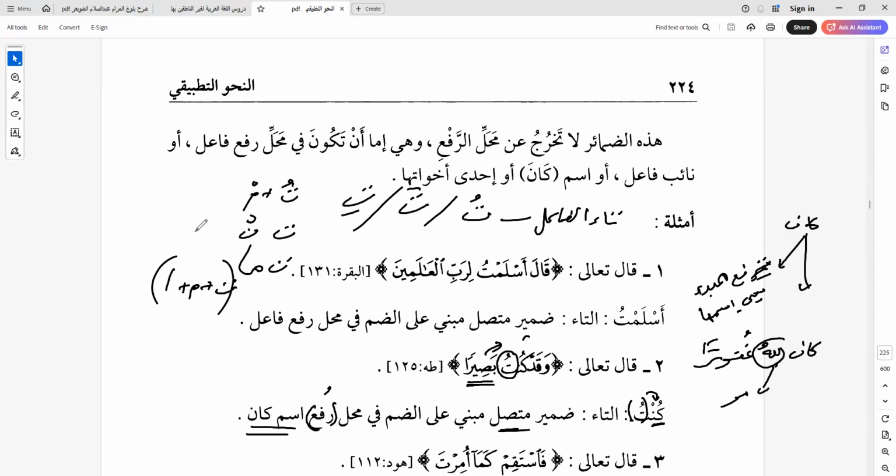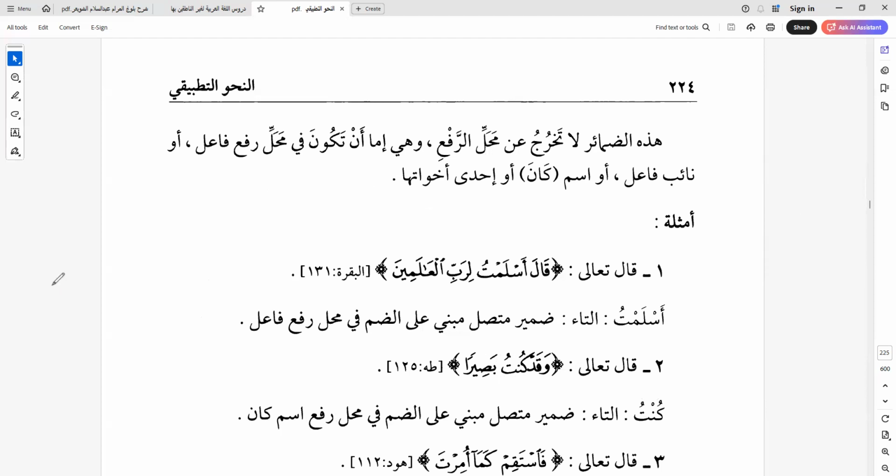Ta plus meem like tum. Ta plus noon niswa, tunna. And then tuma and tuma. So these are all ta al-fa'il in its various forms. So وقد كنت بصيرا. كنت تاء ضمير متصل مبني على الضم في محل رفع اسم كان. Remember اسم كان is always what? مرفوع. And then the خبر is always what? Mansub. This is something you need to know all the time.